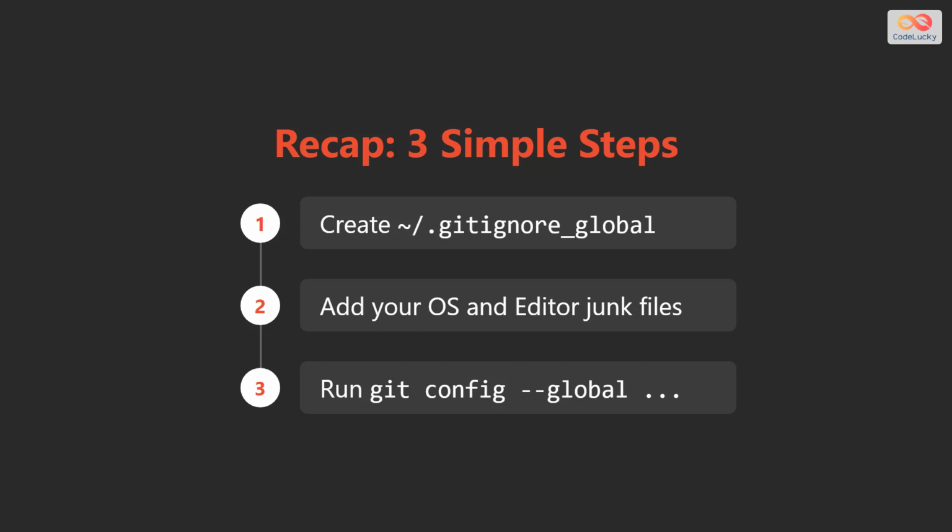To recap, create the global file in your home directory, fill it with your system junk files, and then run the git config command to link it up. That is all it takes to keep your future projects cleaner from the start.